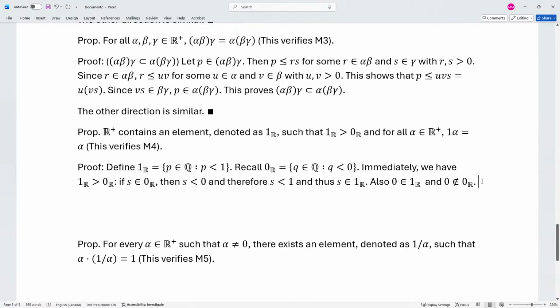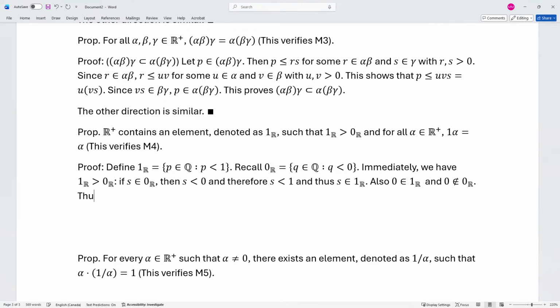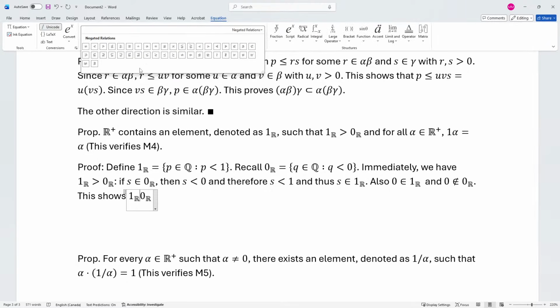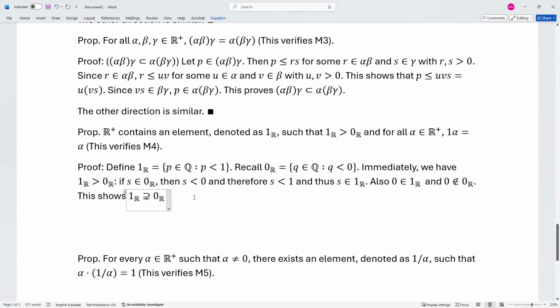Okay, so what does this boil down to? 0 is in 1R but is not in 0R, and 0R is a subset of 1R. So therefore we have proper containment. This shows that 0R is properly contained in 1R. Do you have a proper containment symbol here? Negated relation, yeah, this one. And thus, i.e., because we defined less than as proper containment. So this is done. 1 is greater than 0.